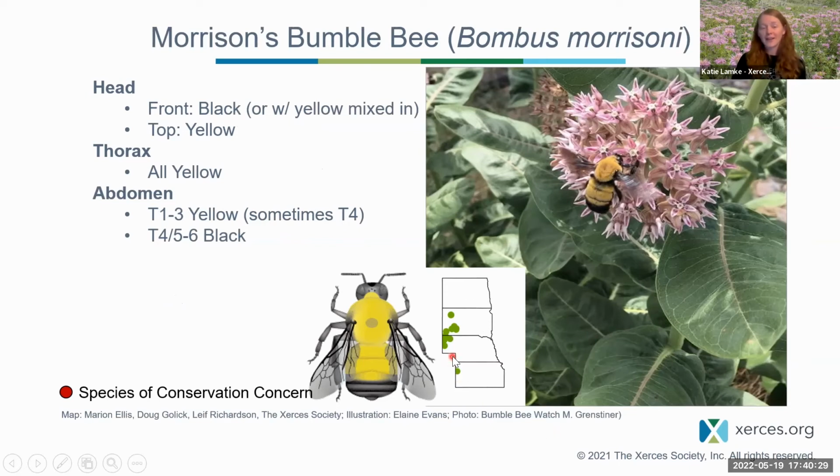We haven't documented it in Nebraska recently, but it did appear just over the border last year, which was pretty exciting from this photo right here. This is a beautiful, very teddy bear-like bee, although I could describe a lot of bumblebees as flying teddy bears. This one is special in that form. It's got a beautiful yellow color to it. The thorax is unique in that it's all yellow. T1 through 3 is yellow, sometimes T4, and then 5 and 6 are black.